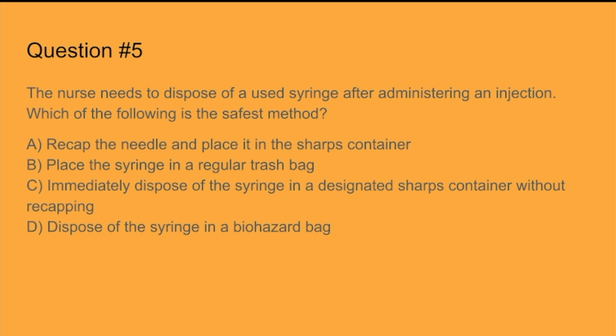Question 5. The nurse needs to dispose of a used syringe after administering an injection. Which of the following is the safest method? A. Recap the needle and place it in the sharps container. So we never want to recap a needle because it brings risks to the nurse. So if you give an injection to a patient and you recap the needle, you can accidentally stick yourself as the nurse. B, place the syringe in a regular trash bag. We definitely don't want to do that because we have a container specific for the sharps.